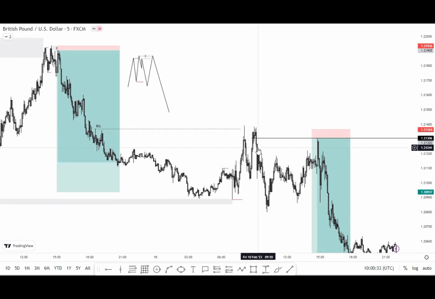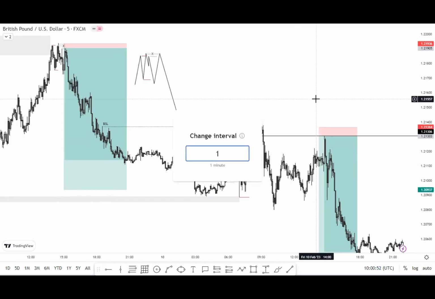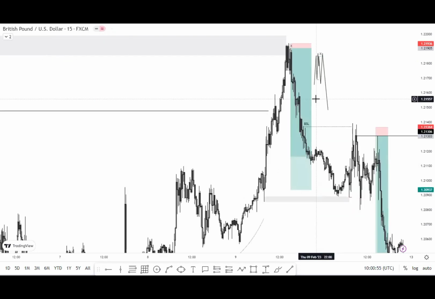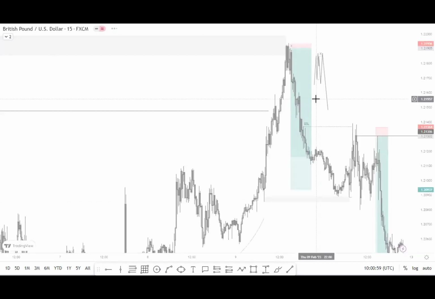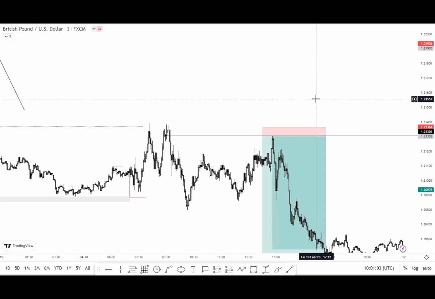So we had this high, which was inducement. So maybe if you refined too much, you would have missed this sell. So let's see what actually happened on the 15-minute time frame. So on the 15-minute time frame, we had a weak high that we sold from. So that was it for this sell. So all of these highs were induced.